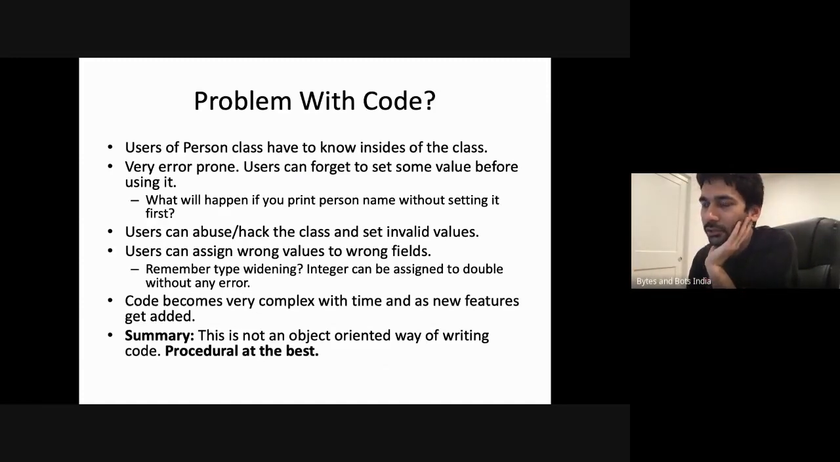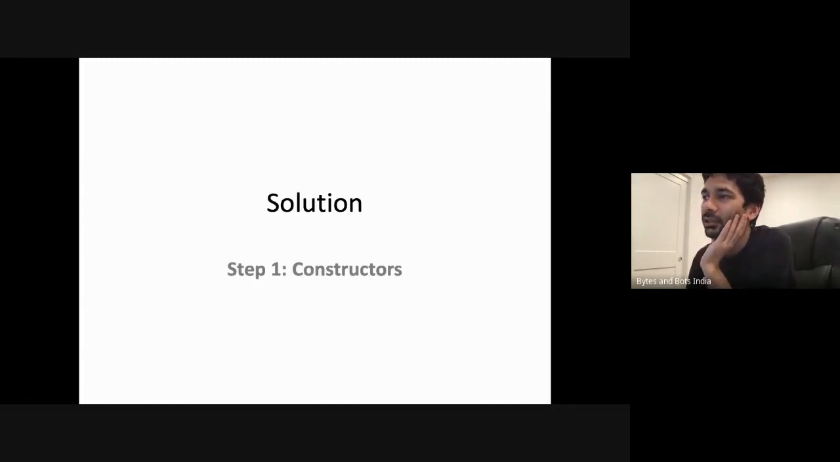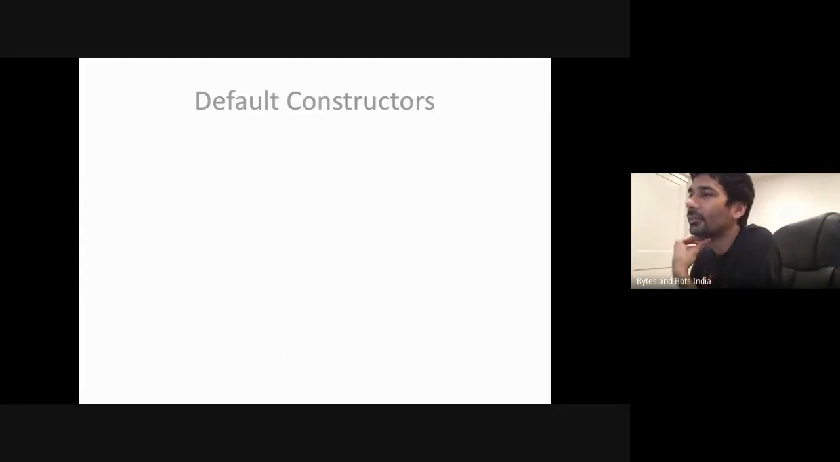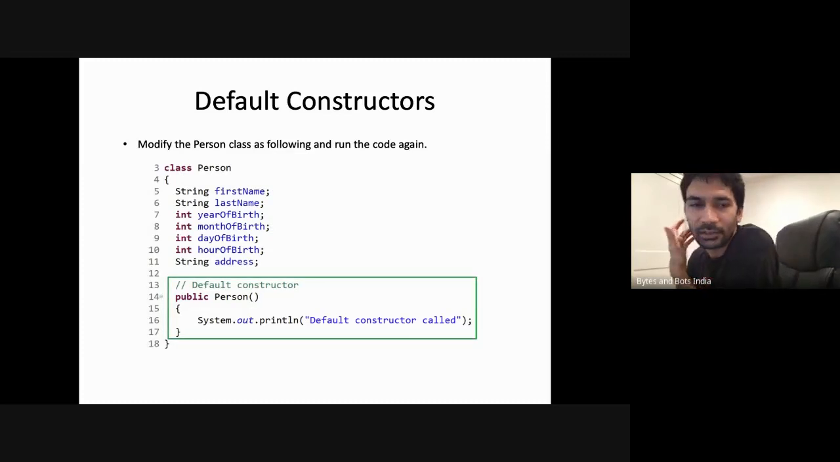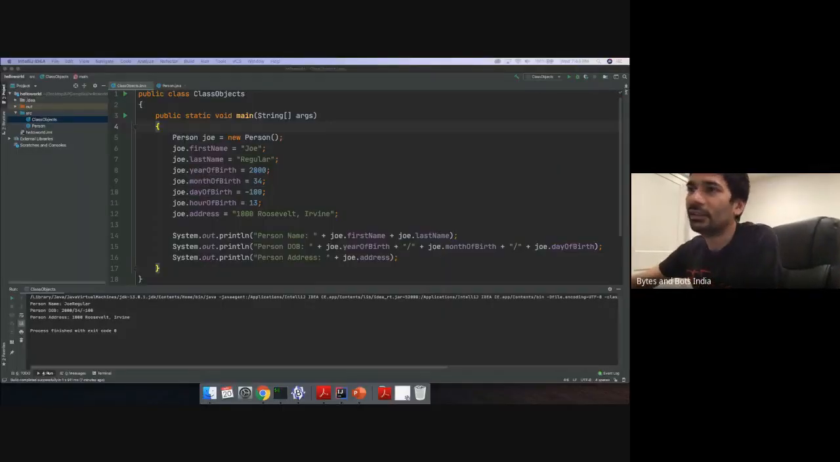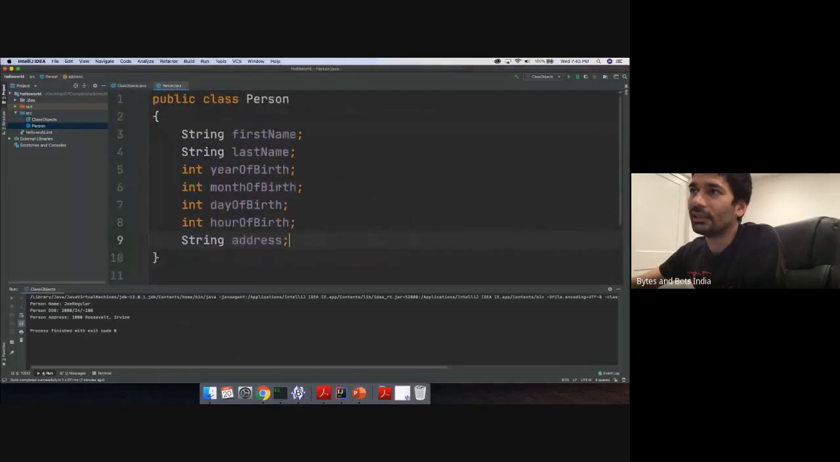So let's work on the solution. Enough of problems. What is the use if there's no solution to these problems? So solution step number 1 is constructors. Right? Let's rip our class apart and put it together again and make it better. To do that, there's something called a constructor in every class. So everyone, let's get back to our program and to our person object. Let's add a constructor.